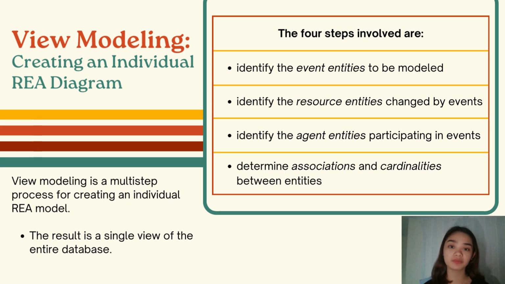So the process involves four steps. First is identify the event entities. Next is identify the resource entities. Next is identify the agent entities. And lastly, determine associations and cardinalities between entities.